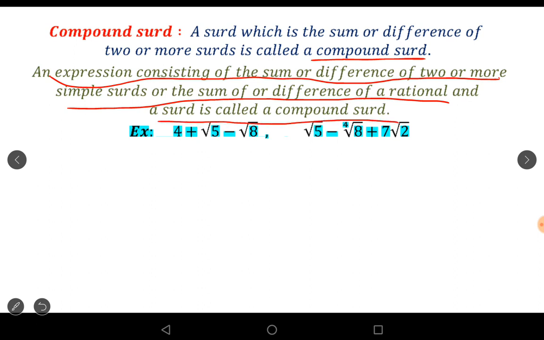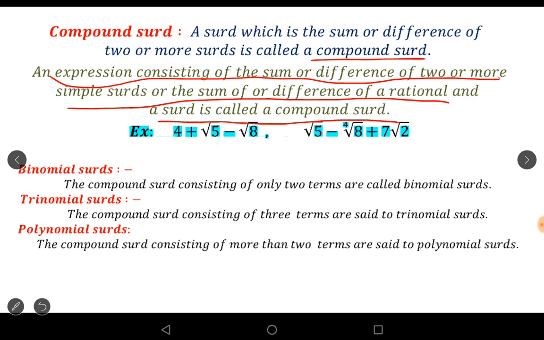Compound surd means two or more surds with a sum or difference. Binomial surds: a compound surd consisting of only two terms is called a binomial surd. Trinomial, three terms. Polynomial, two or more terms, is called a polynomial surd.